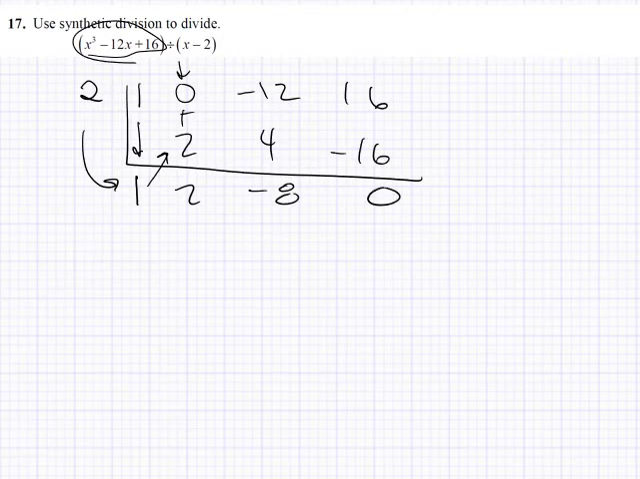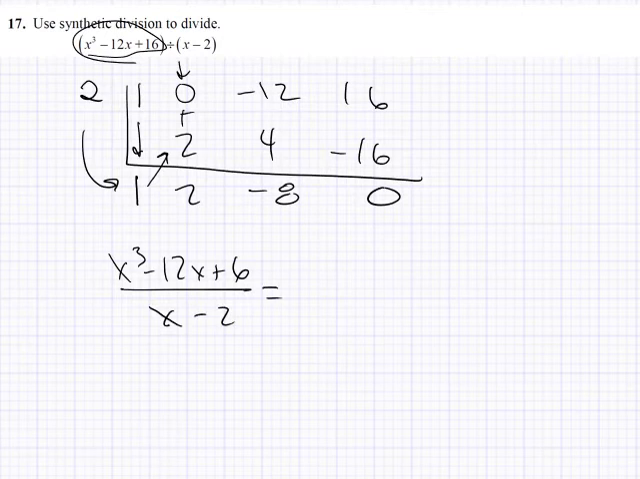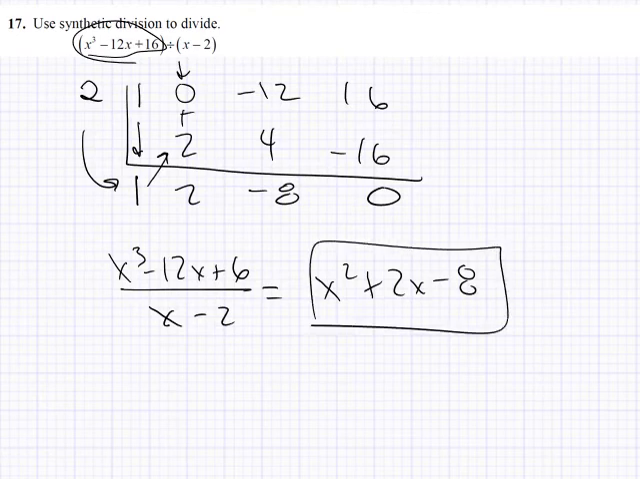So if we were to do the division, we would say that x cubed minus 12x plus 16 divided by x minus 2 equals x squared plus 2x minus 8, and there's no remainder, so we don't have to worry about that.